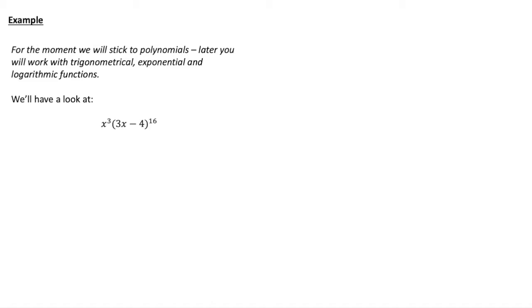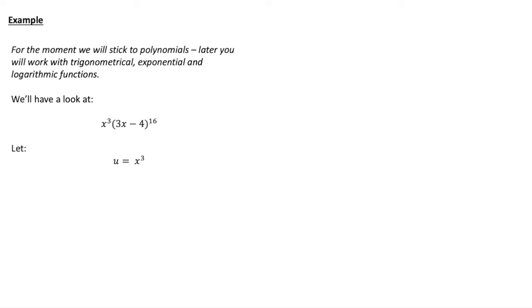So what we're going to look at is x cubed times (3x minus 4) to the power of 16. As before, when we were considering the chain rule, it is possible to multiply this sort of expression out, but it would take ages and be very, very horrible to multiply out (3x minus 4) to the power of 16. So having this rule is very handy.